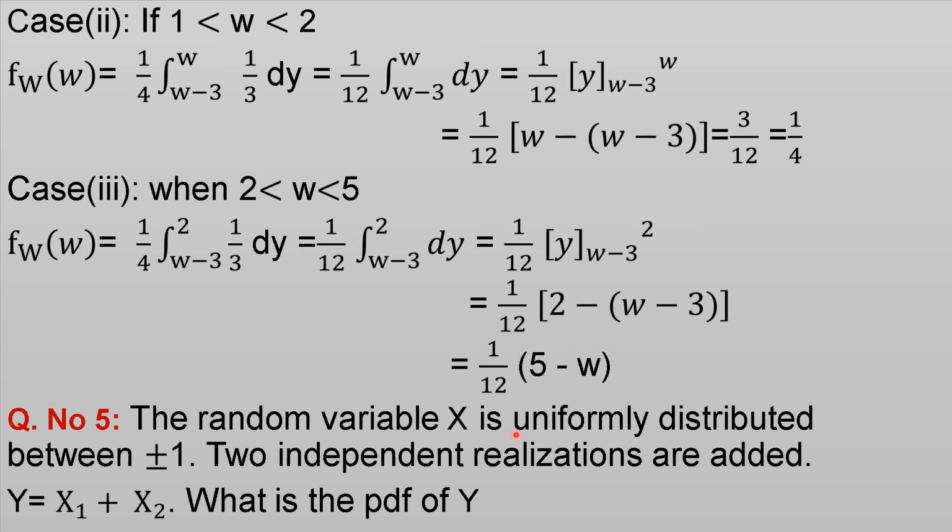Next question. The random variable x is uniformly distributed between plus or minus 1. Two independent realizations are added. Y will be x1 plus x2. What is the probability density function of y? Again, y is the sum x1 plus x2, where x1 and x2 are two independent random variables which are uniformly distributed between minus 1 and plus 1. Similar to the previous two questions, what is the probability density function of y?